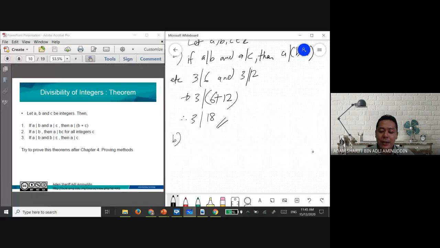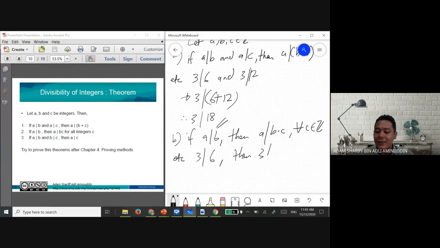For the second question, theorem: if A is a factor of B, then A must be a factor of a scalar product of B and C for every integer C. So, for example, if 3 is a factor of 6, then definitely 3 is a factor of 6 times something. For example, 6 times 8. And definitely 3 is a factor of 48. There is also an illustration of this theorem.